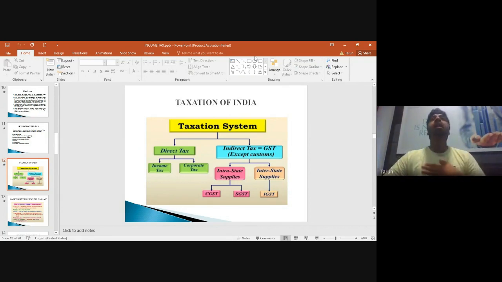Like if I belong to Gurugram, Haryana, and I supply goods to a client in Haryana only, it's called intrastate supply, where GST is applicable.